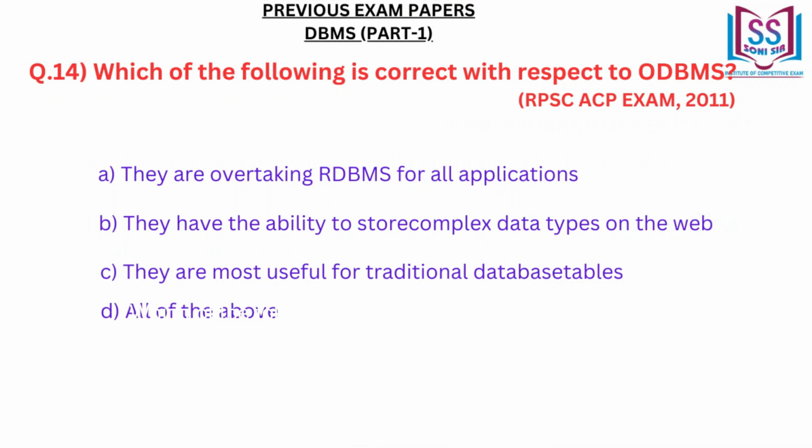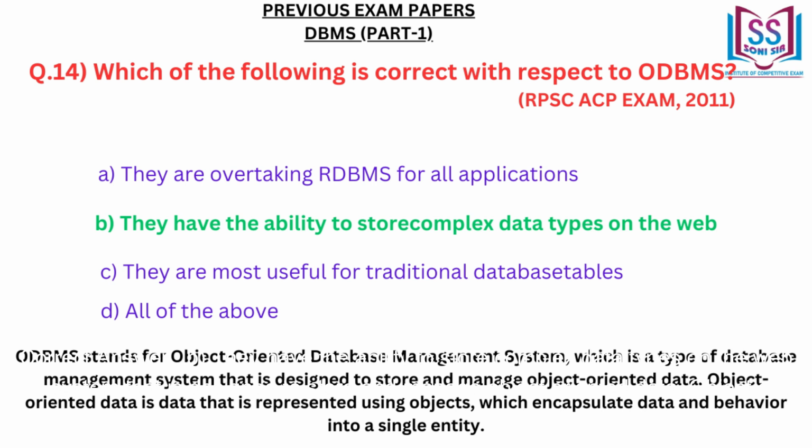Which of the following is correct with respect to ODBMS? A. They are overtaking RDBMS for all applications. B. They have the ability to store complex data types on the web. C. They are most useful for traditional database tables. D. All of the above. Correct answer B. They have the ability to store complex data types on the web.